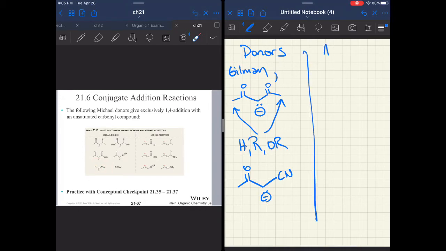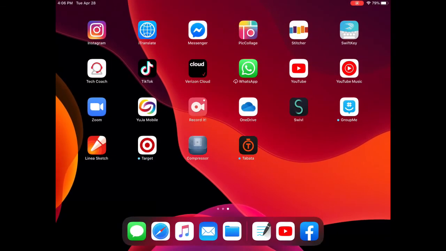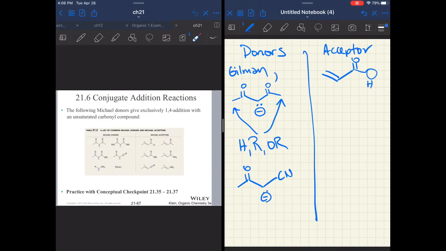Your acceptors, it looks like a big list, but look at this. They're all alpha-beta unsaturated carbonyls. In this case, you can have aldehydes, ketones, esters, amides. You can even have nitriles, right? So anything can really go in here except for a carboxylic acid. It can be H, R, OR, NH2, or the whole thing could just be a nitrile.